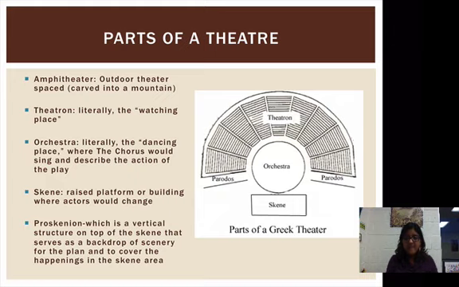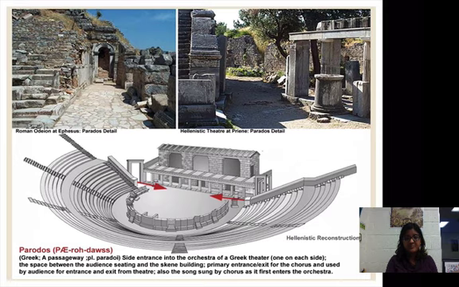And then we have the parados, which is the entryway for the chorus, and that actually is the name for the first song that the chorus sings in the play. It matches the theater structure alleyway where the chorus enters through, which is on the outskirts of the theatron.